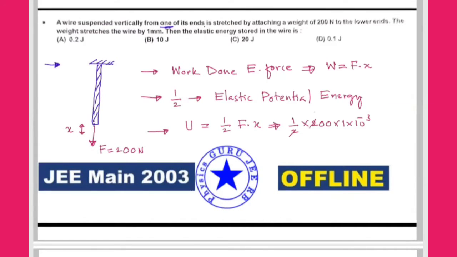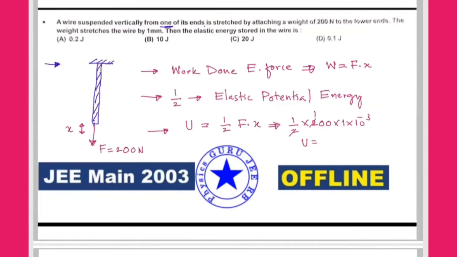This is 100, which is nothing but U equals 100 into 10 to the power of minus 3, which is nothing but 0.1 joules. Hope this is clear, right? We keep it in the box. So the correct answer will be 0.1, which is nothing but D. So the answer for this question is D.